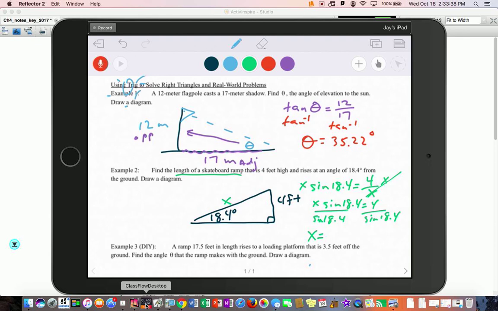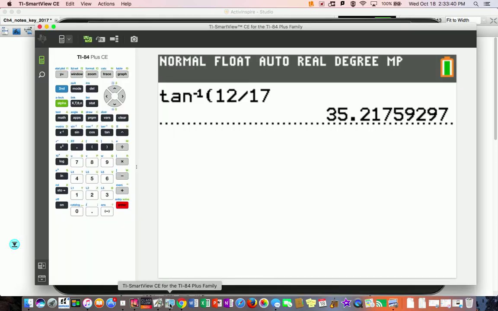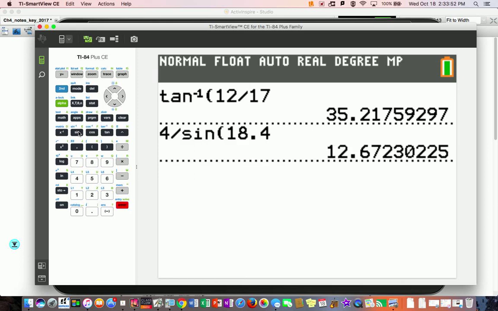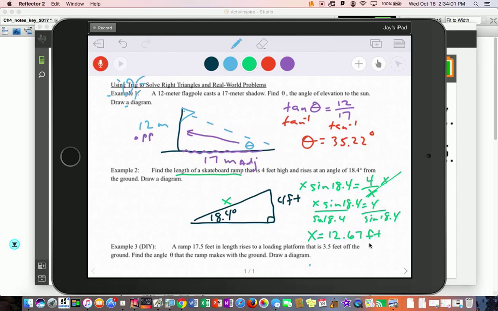And so on our calculator, we're going to do 4 divided by the sine of 18.4, and we're getting about 12.67 feet. All right, the last one's a DIY, so you're going to try that one on your own. So pause the video now, come back and look at the answer.